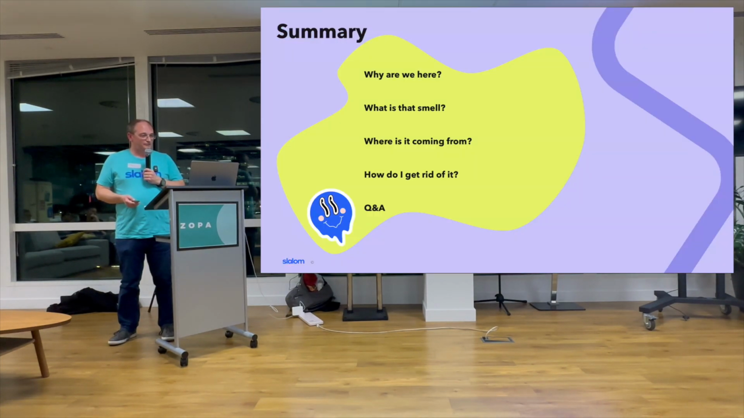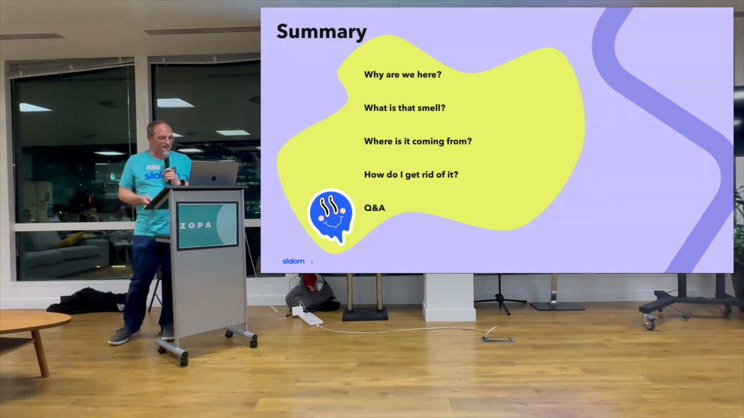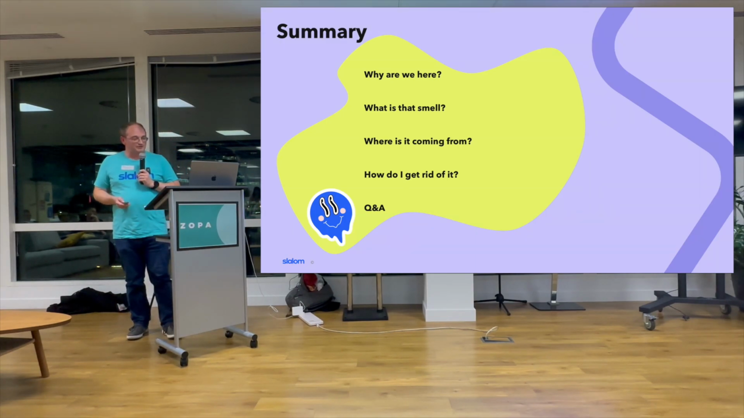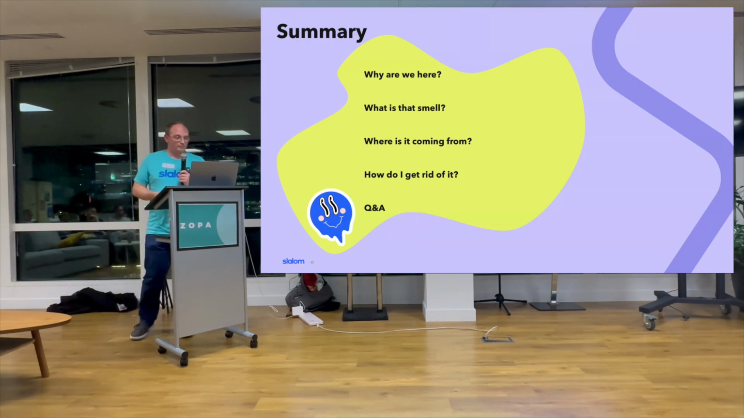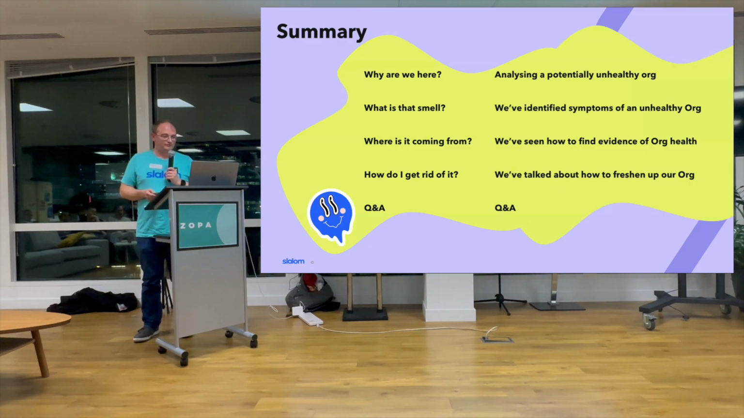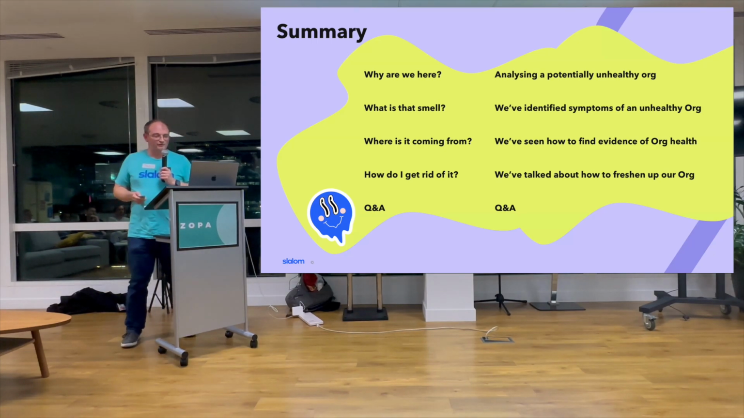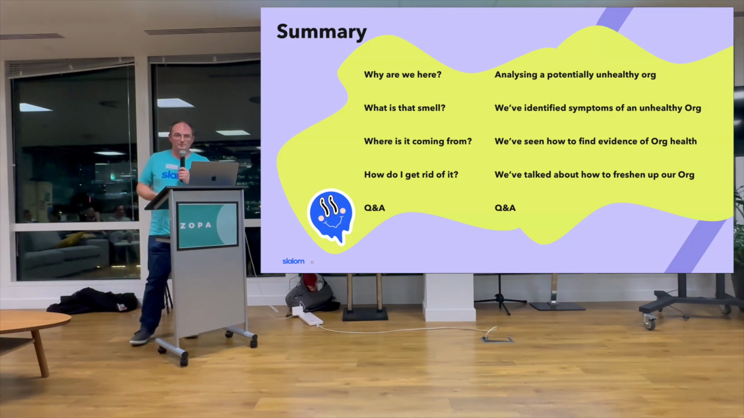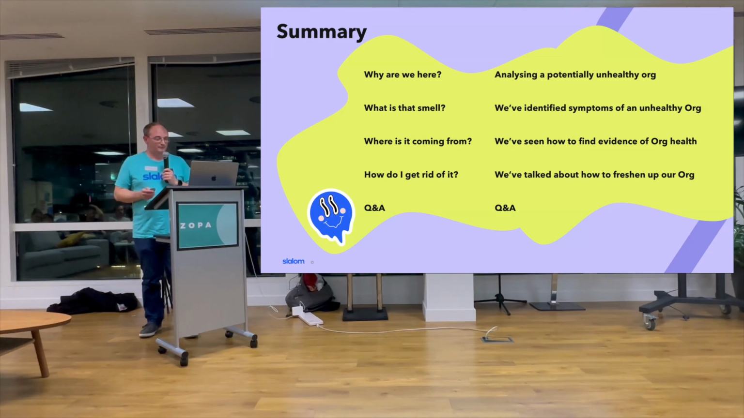Right. So I've rattled through that very quickly. I can summarize now, and then I can show you it actually kind of working. Why were we here? What was that smell? Where is it coming from? And how do I get rid of it? So I have covered all this. We have understood why we're here by analysing an unhealthy org. We've identified the symptoms of an unhealthy org. We've seen how to find evidence of that org health. And we've talked about how to freshen it up and clean it up.